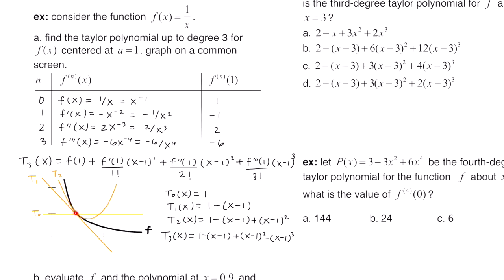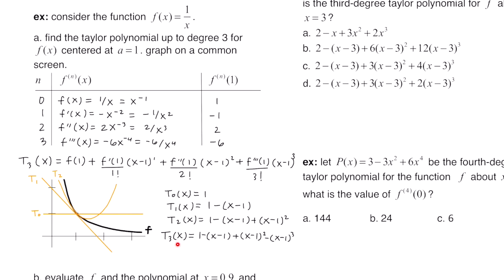I'm attempting to freehand these. So this t sub 2, you can see because it's a parabola, as you get close to the value 1, this curve is doing a nice job of resembling the original graph of f. But again, as you go more to the right or more to the left, the curve will go away from the actual graph of f.